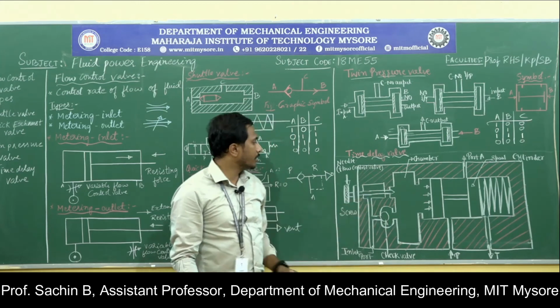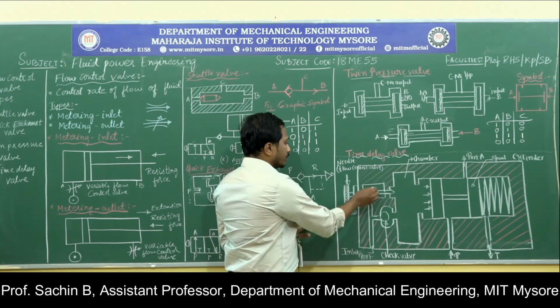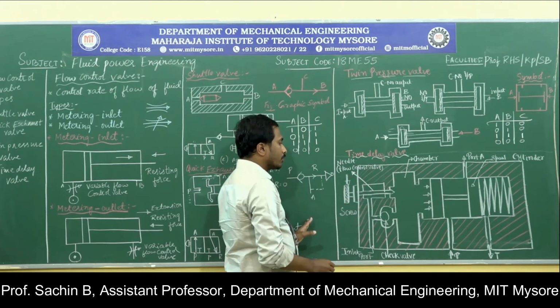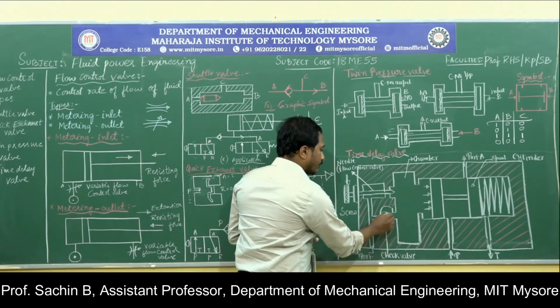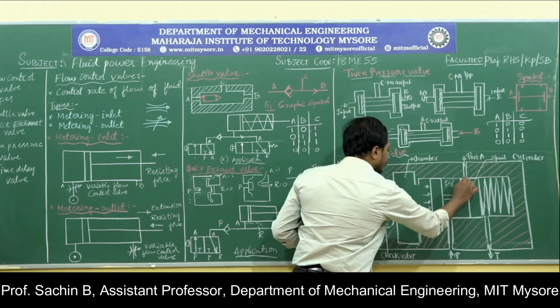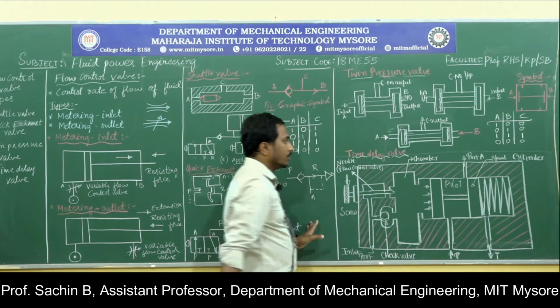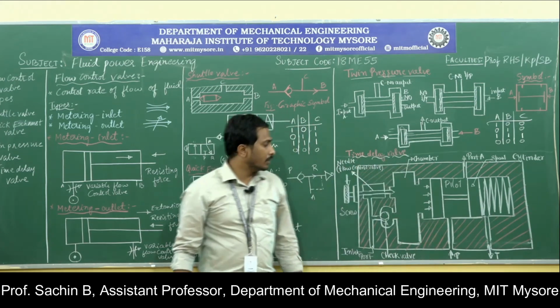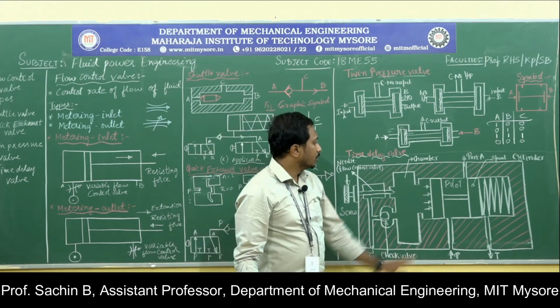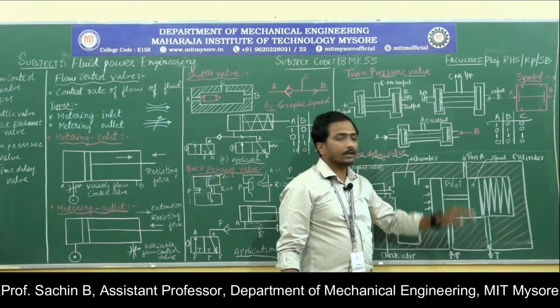This is the diagram of the time delay valve. You can clearly observe this needle is nothing but the flow control valve. This is the check valve, this is the pilot valve, and this is the chamber. So for a time delay valve we require a flow control valve, check valve, chamber, and the pilot control valve.